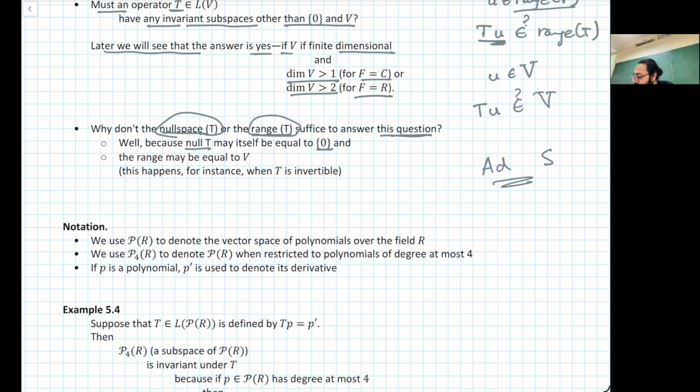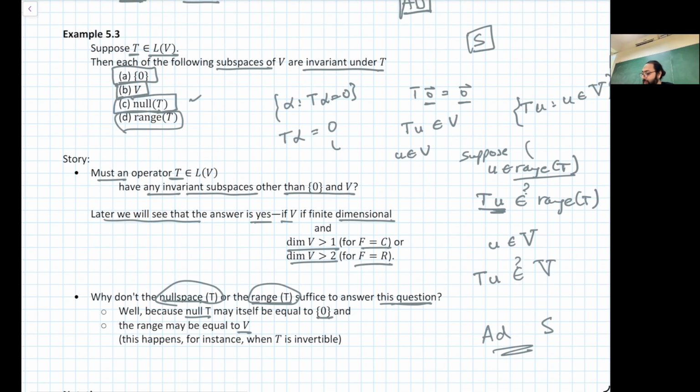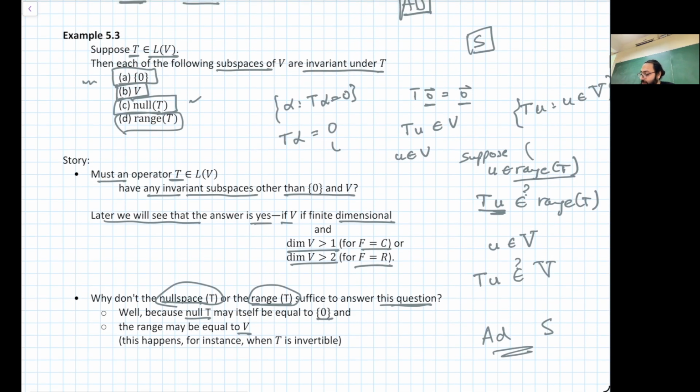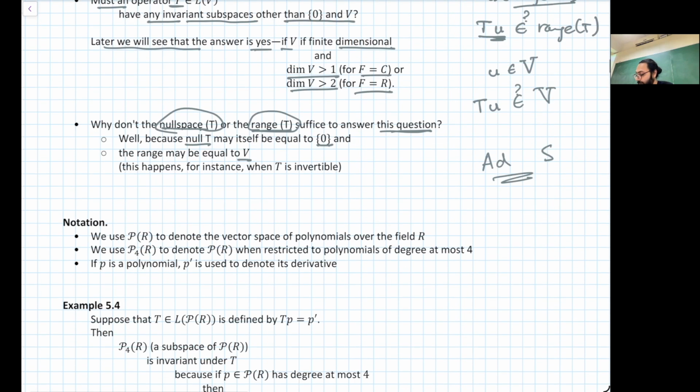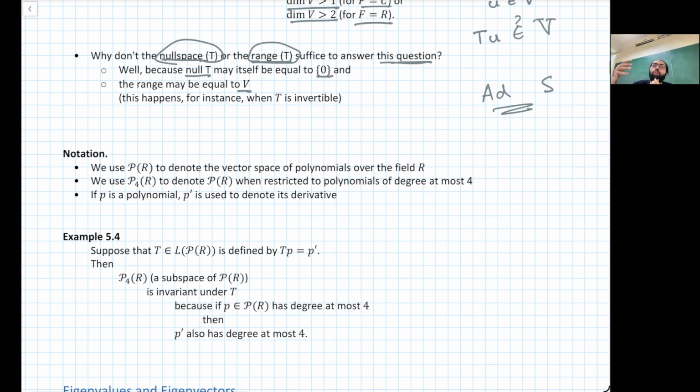And the other thing is that this range may be equal to V. Right? So sometimes linear operators can span the entire thing. So in both cases, what we thought were non-trivial subspaces, at least in some sense, right? The null space and the range look like they could potentially give you some information about the linear operator T, but they could also be completely trivial because the null space can just be 0 and the range of T could be the entire vector space. Okay? So it's just motivating why we need to work harder and look at what are the interesting subspaces.